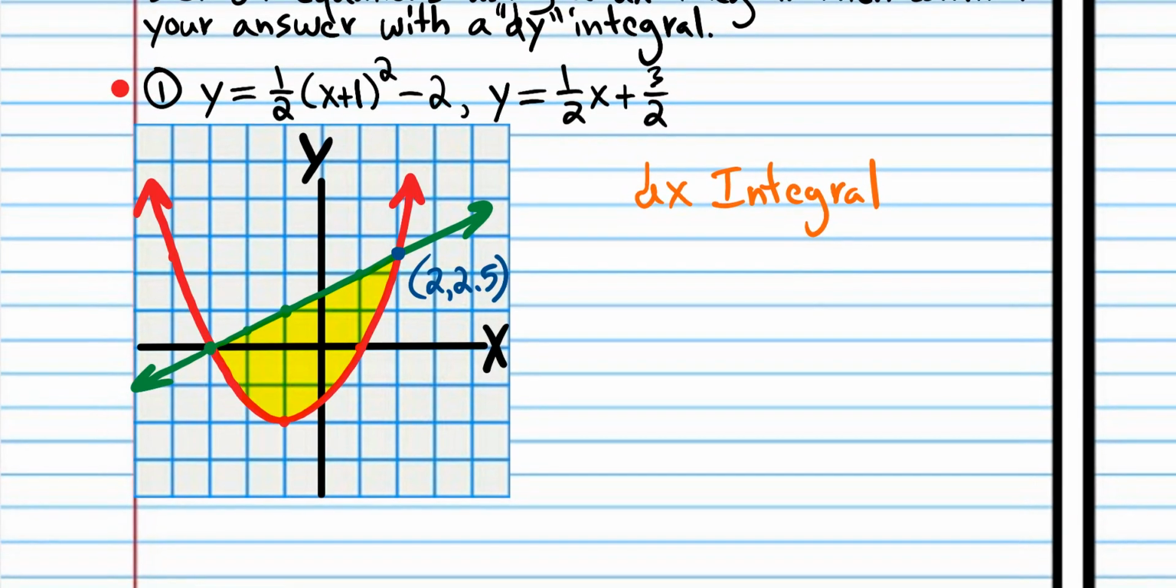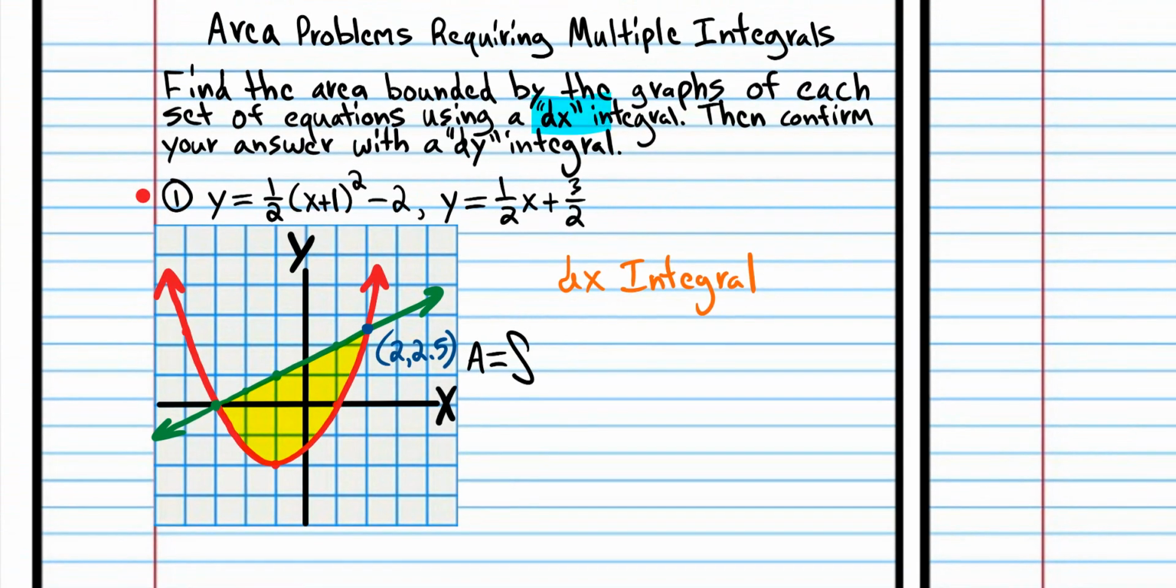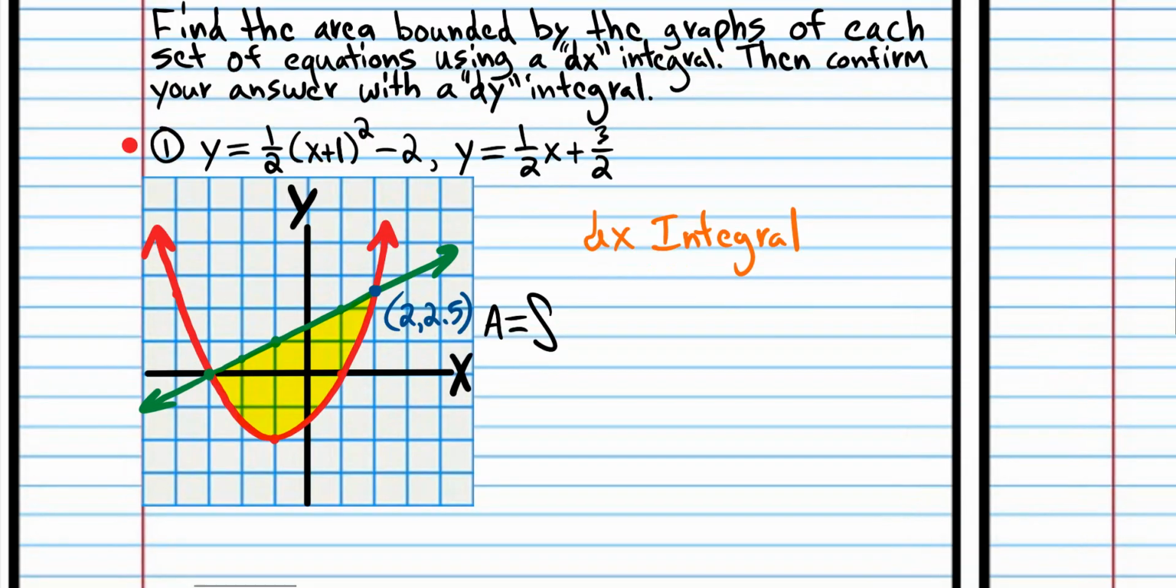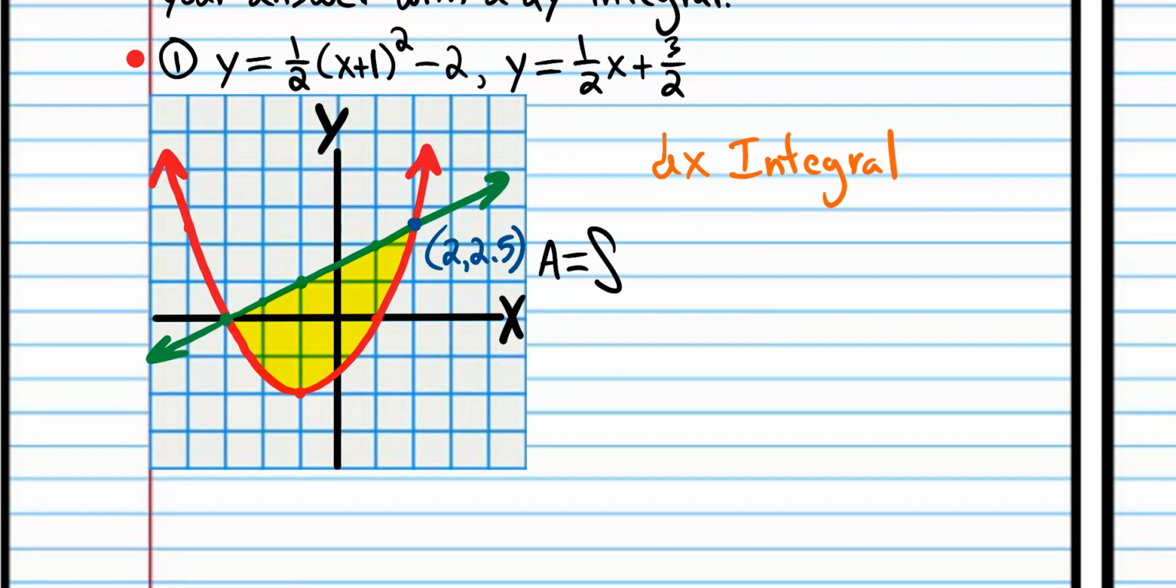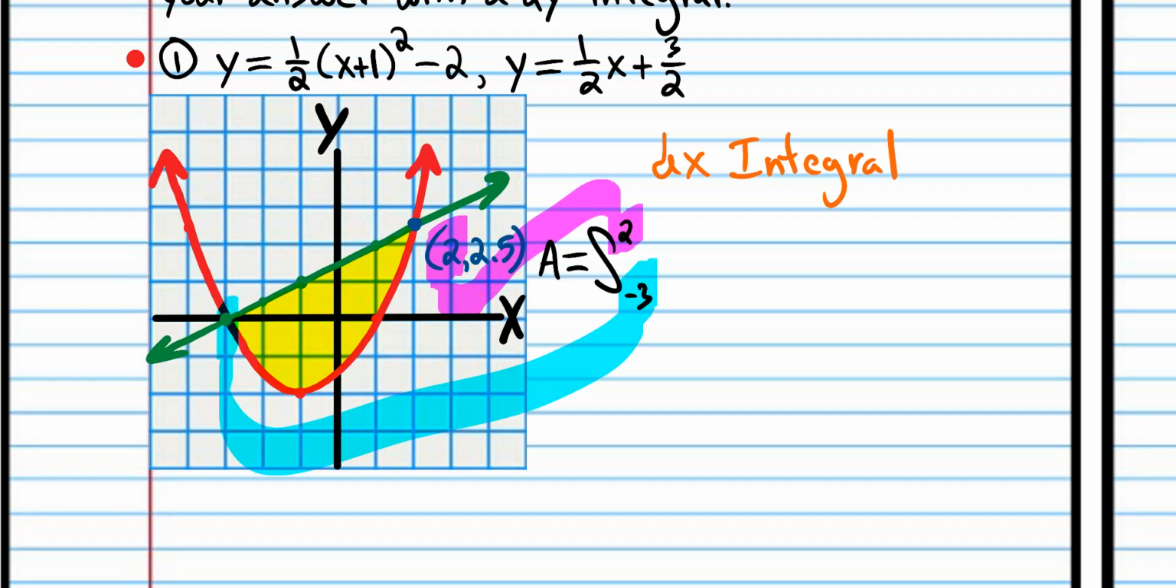Okay, so we're going to find the area, and this is going to be a dx integral, because it says to use a dx integral first up here. So what that means is our limits of integration are going to be x values. So we're going to start from negative 3, and then we're going to go to 2. So you see that 2 there, and the negative 3.